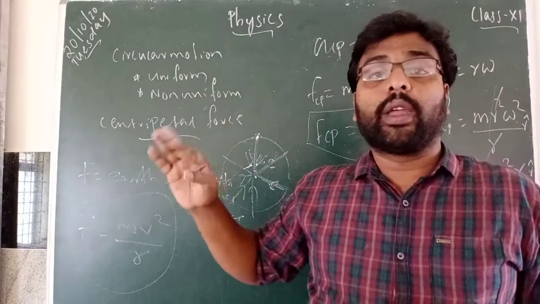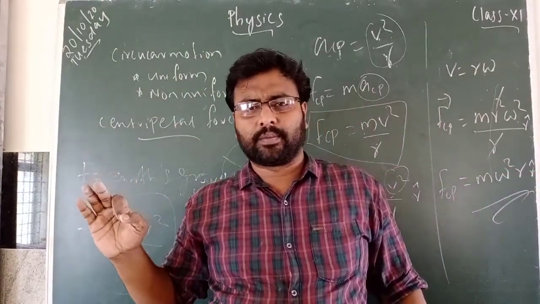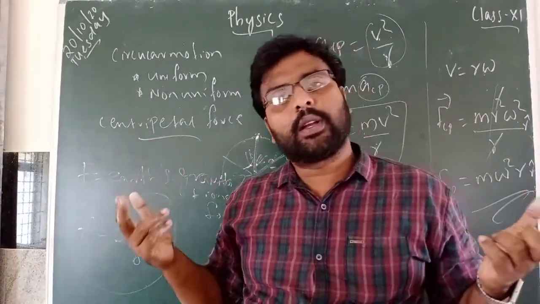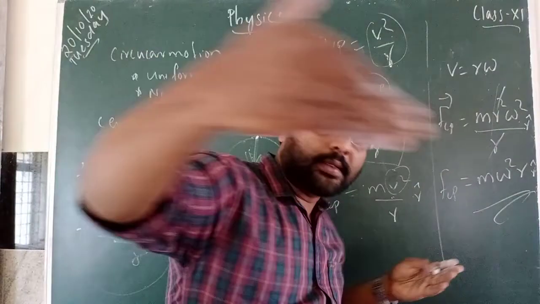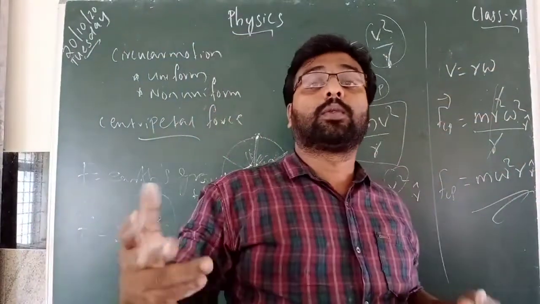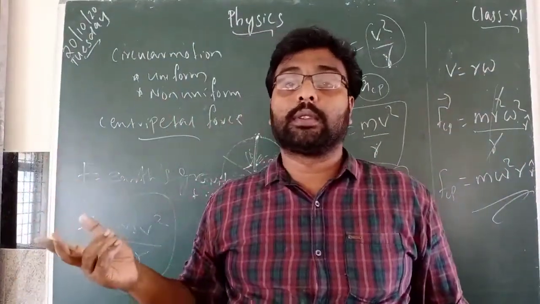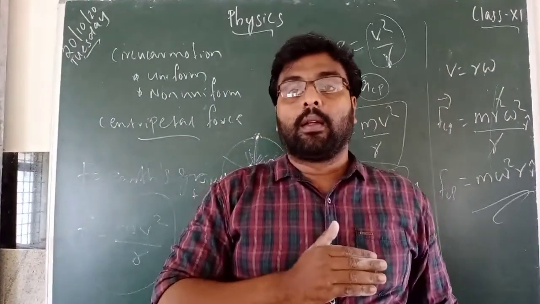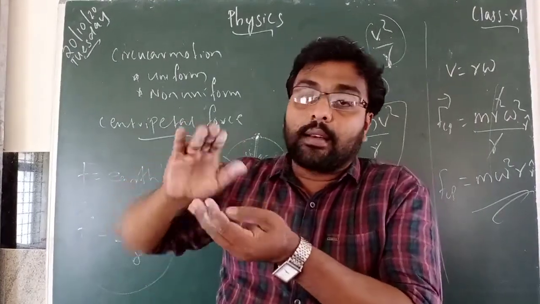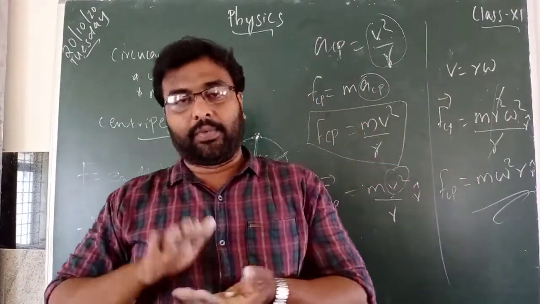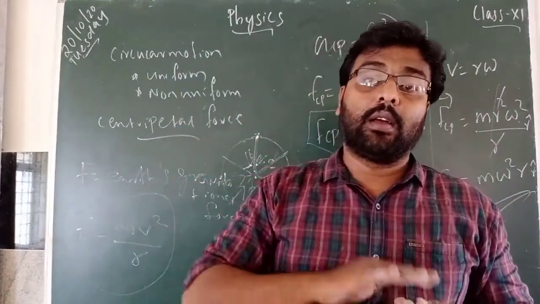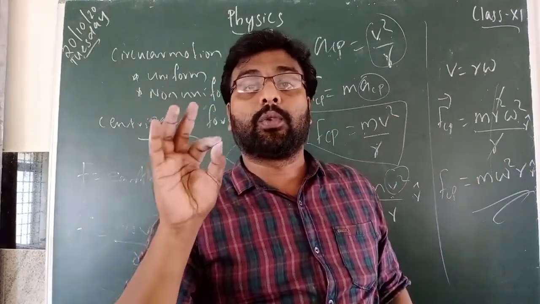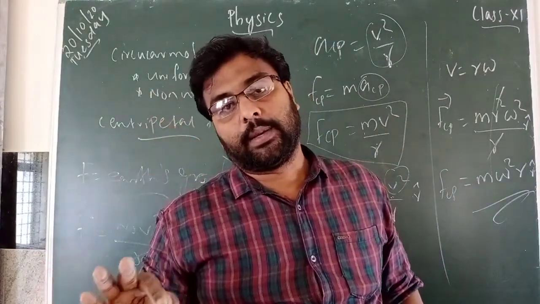When a car is moving on a circular road, that is circular motion. Who is providing the centripetal force? When the car moves on a circular road, the friction between the car tire and the surface of the road, so the frictional force, is providing the centripetal force here.